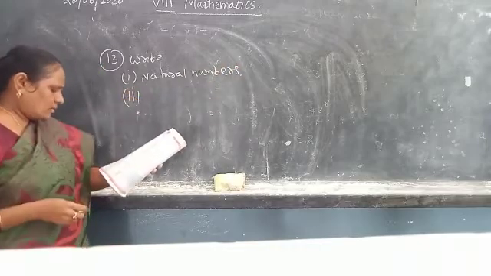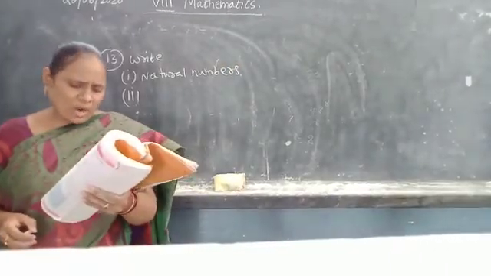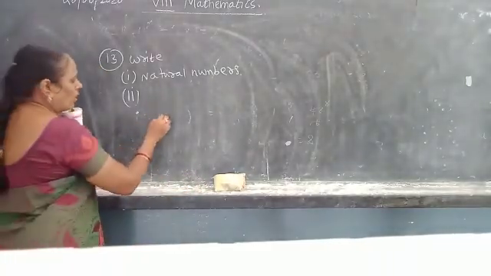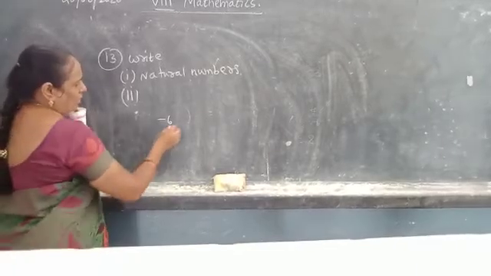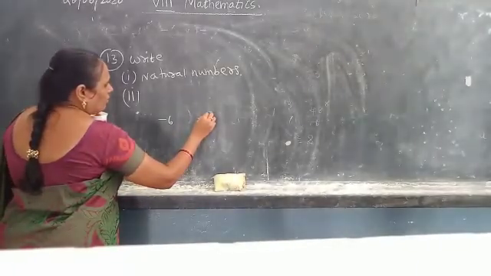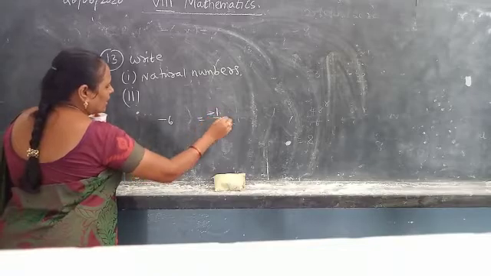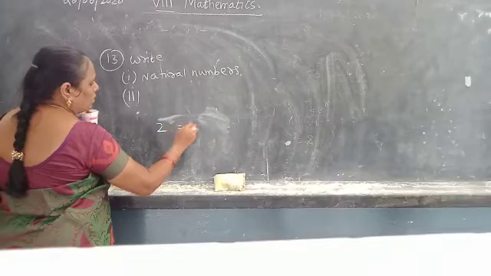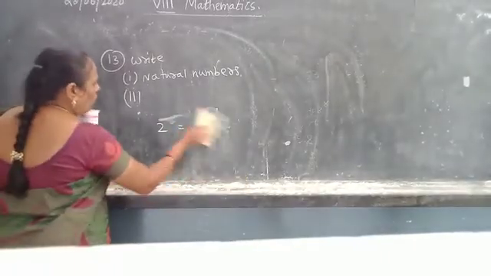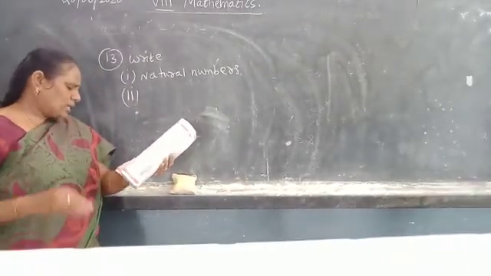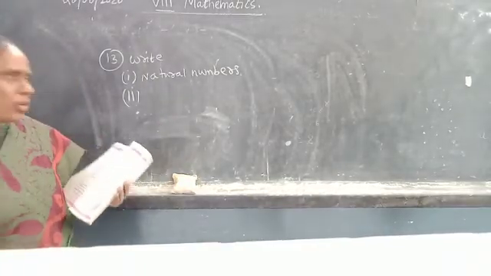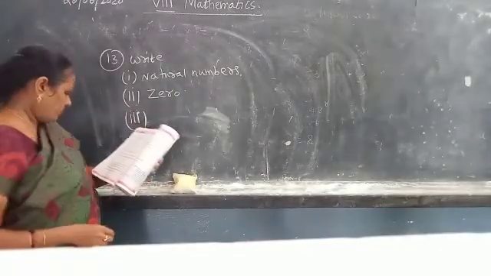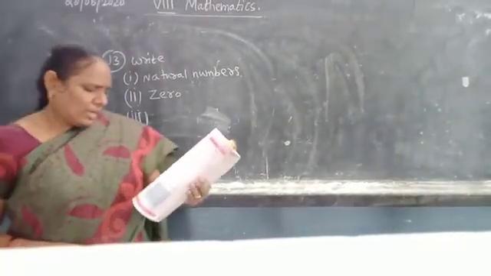Next, the second one is the rational number that does not have any reciprocal. You all know what you mean by the reciprocal. What is the reciprocal of minus 6? Minus 1 by 6. What is the reciprocal of 2? 1 by 2. So the rational number that does not have any reciprocal is 0.